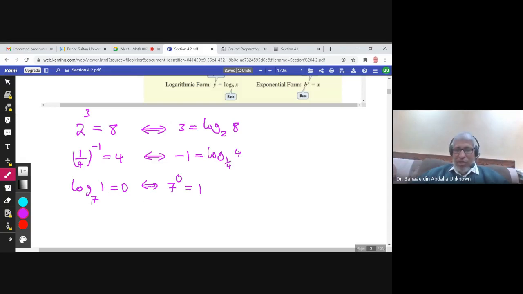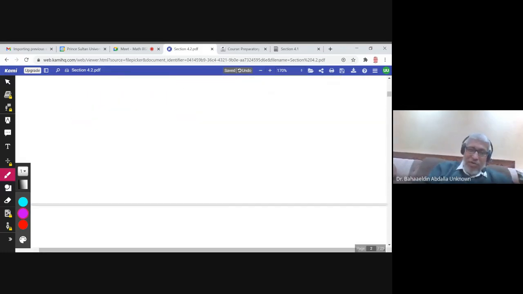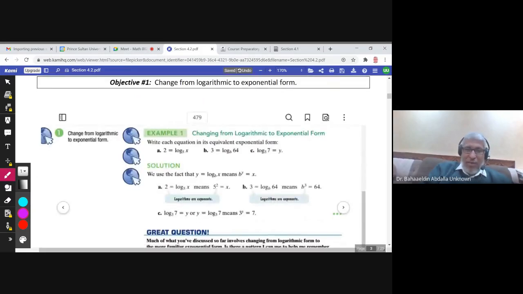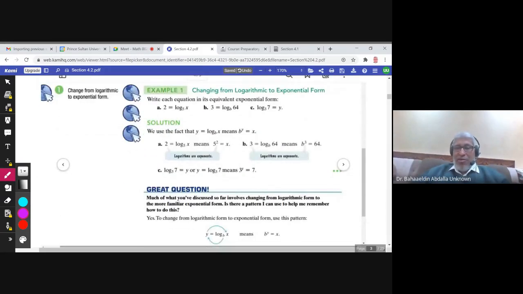So this is the exponential. This is the logarithmic. This is the exponential. So this is how we move from exponential to logarithmic and vice versa. Here are some examples of how to change.